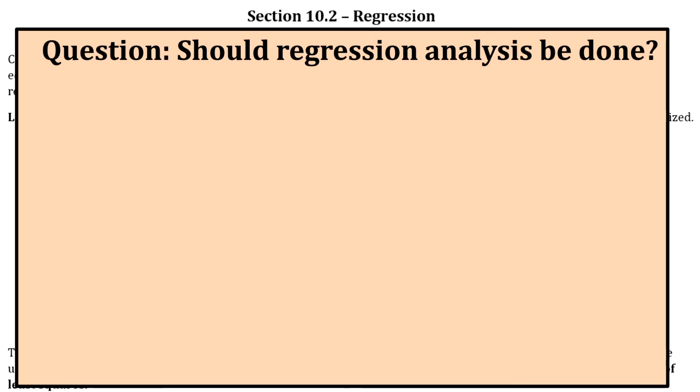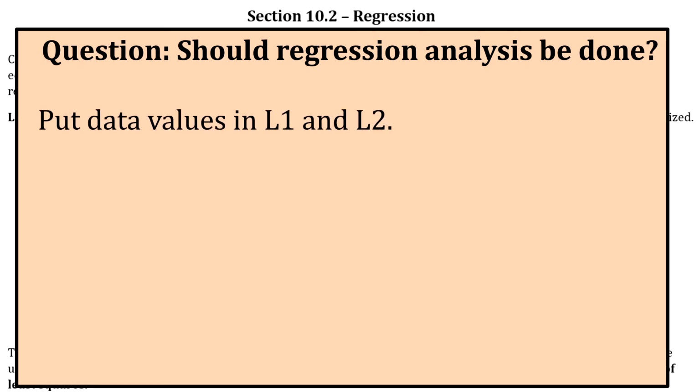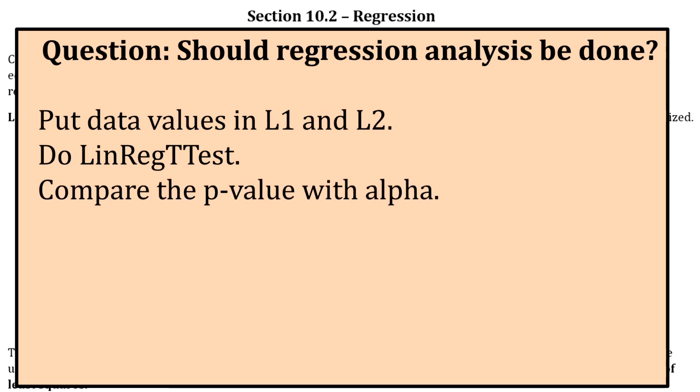So I'm just going to summarize that process for you as simply as I can. Here's what you need to do. You're going to put the data values in L1 and L2. Then you'll do linear regression t-test. From there, you'll get your p-value. And then you're going to compare that p-value with alpha, which they'll give you in the question.